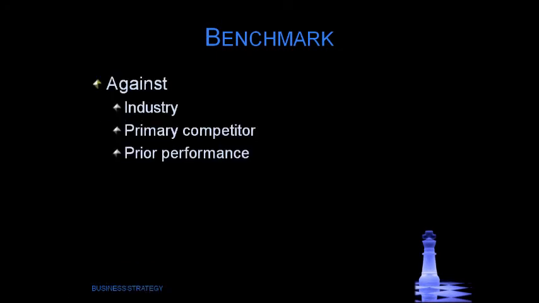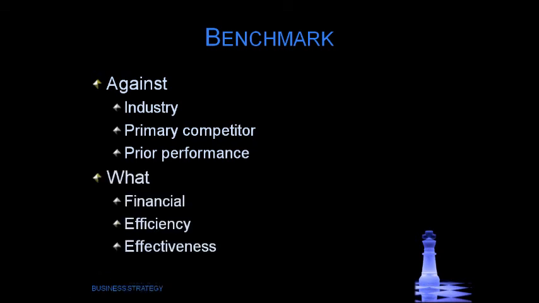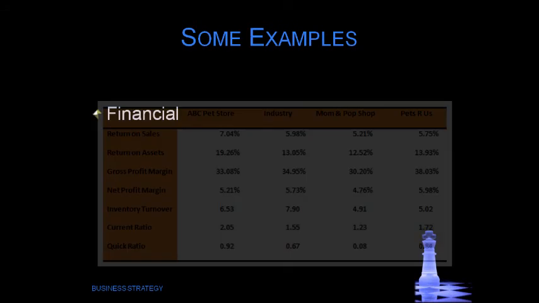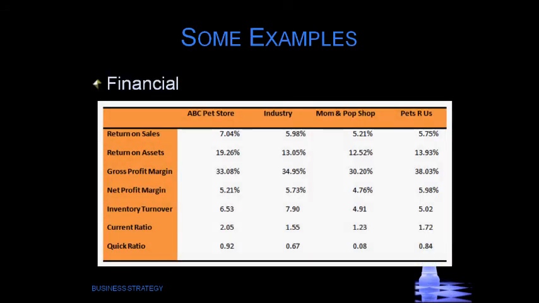Benchmark, benchmark, benchmark. You can benchmark against the industry, against a primary competitor, the number one guy in the industry, or your own prior performance if you can't get information anywhere else. And we look at financial efficiency and effectiveness. Those are the benchmarks we look against. So here are some examples. Here are some financial, like return on sales. We have a great return on sales. We have a pretty decent net profit margin. We have a good current ratio.